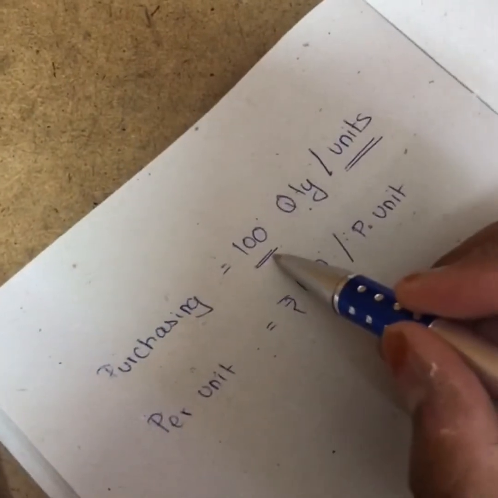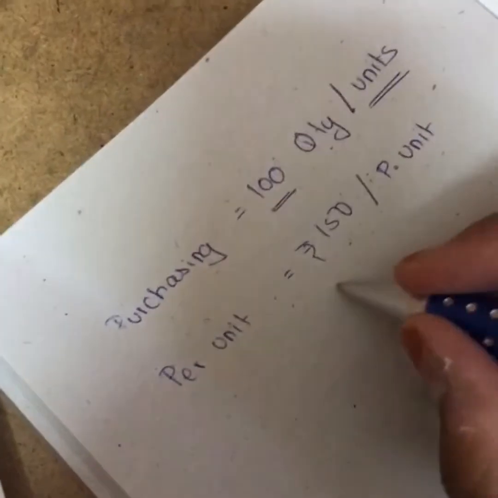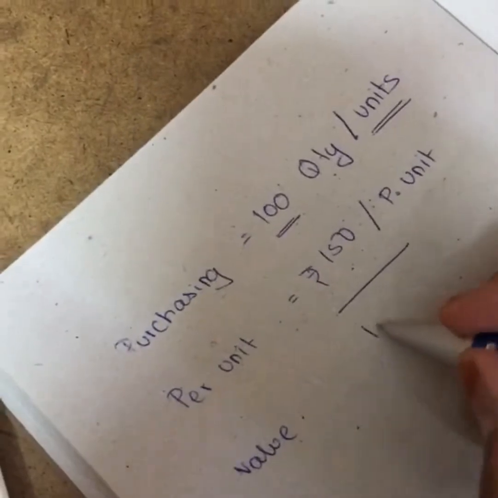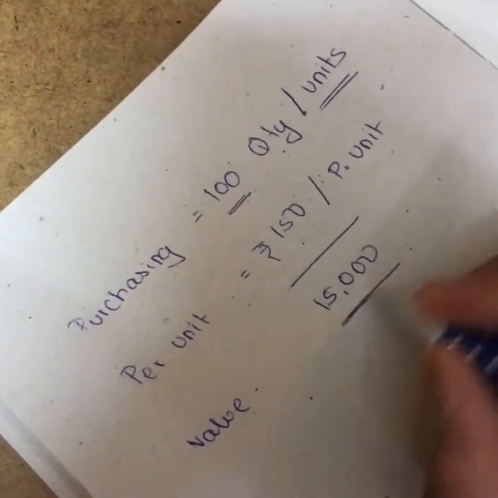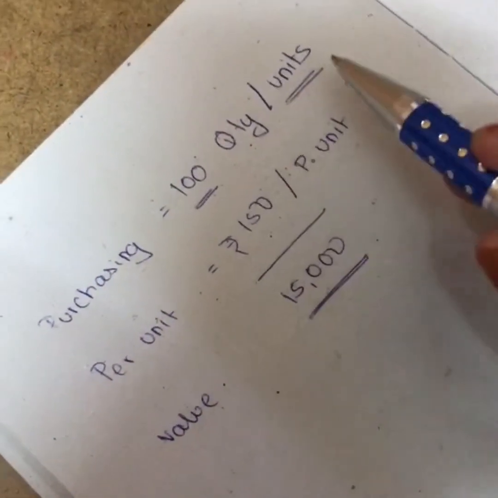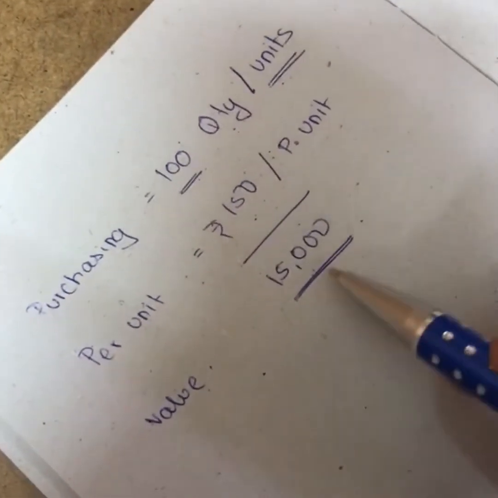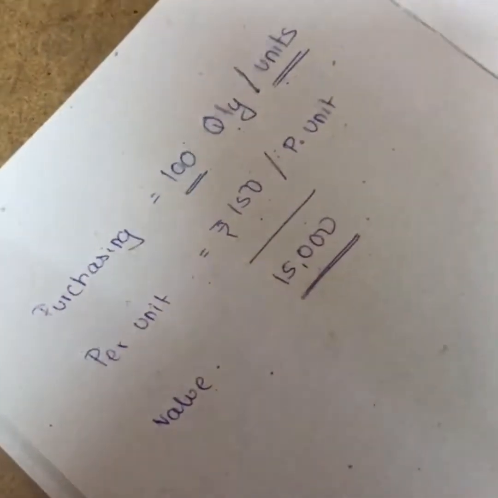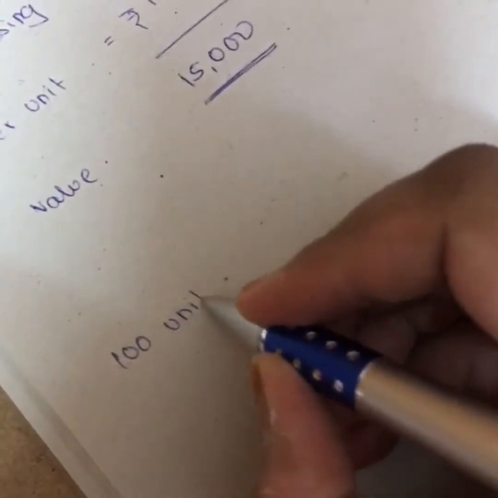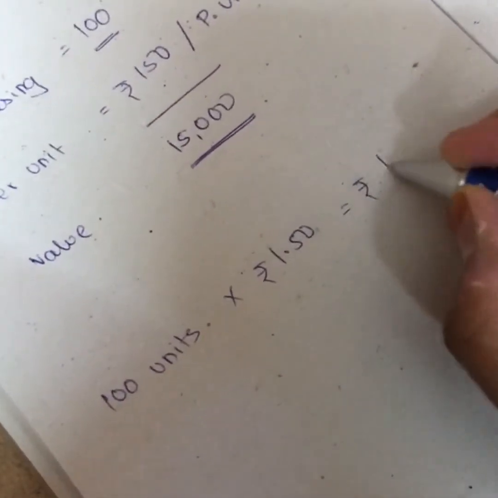Each calculator value is 150. How many am I planning to purchase? Total 100, which is nothing but the quantity, or we can express it in units. So how much money do you have to pay him? The value you have to pay him is 100 into 150, which is 15,000. Understood this, girls? 100 is units, 150 is per unit, and the value is 15,000 rupees. Now I'm going to write this in a different way: 100 units into rupees 150 will give me rupees 15,000.